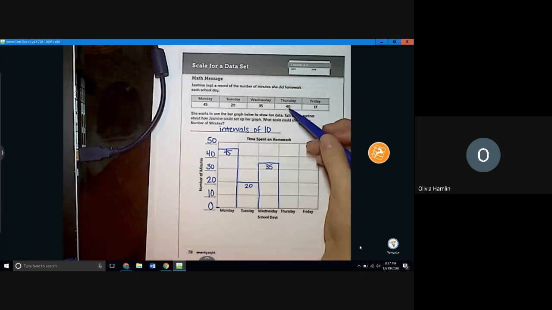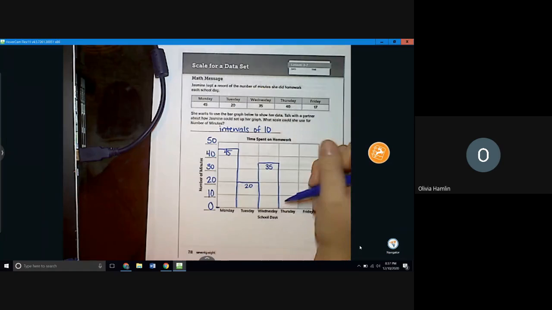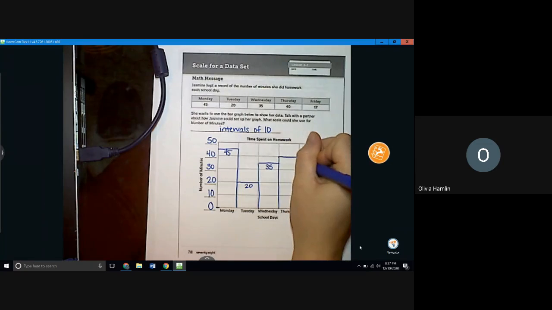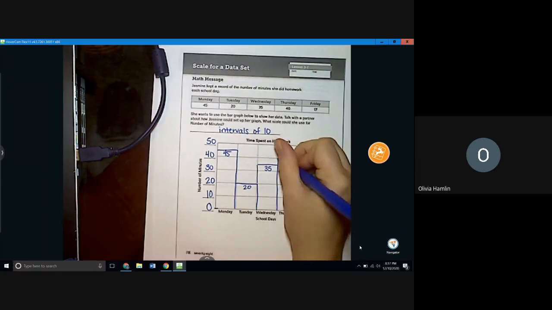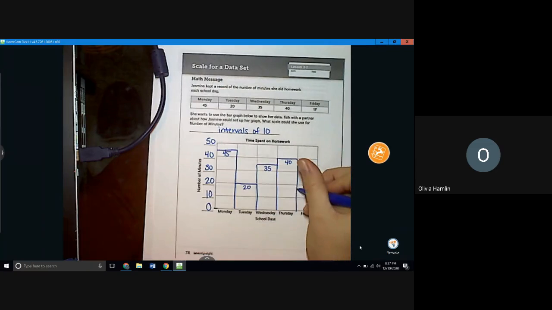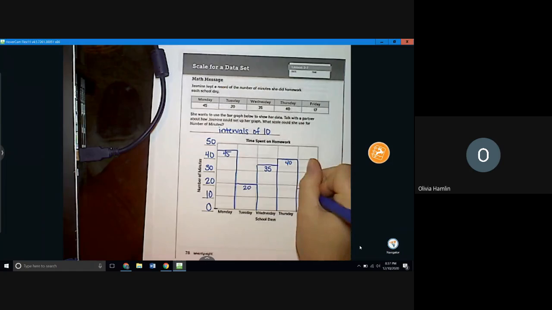All right. On Thursday, 40 minutes, 10, 20, 30, 40. I am going to graph up to 40. All right. And on Friday, she only did 17 minutes of homework. So 10 halfway is about 15. So I'm going to go just about 3/4 of the way up for 17. All right. So we just completed a scale set for this data chart.